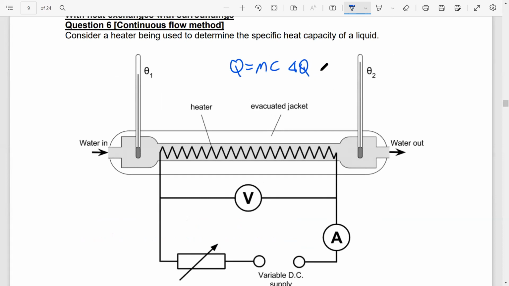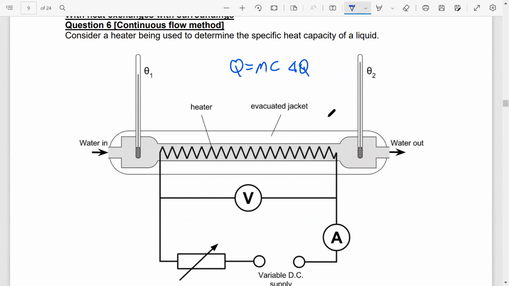So the only problem with Q equals mc delta theta is that there may be heat loss to surroundings. Even though we may have insulation, there can still be heat loss to surroundings, or even the thermometer may absorb heat, the glass may absorb heat. So all this can cause problems. And that is where the continuous flow method comes in.